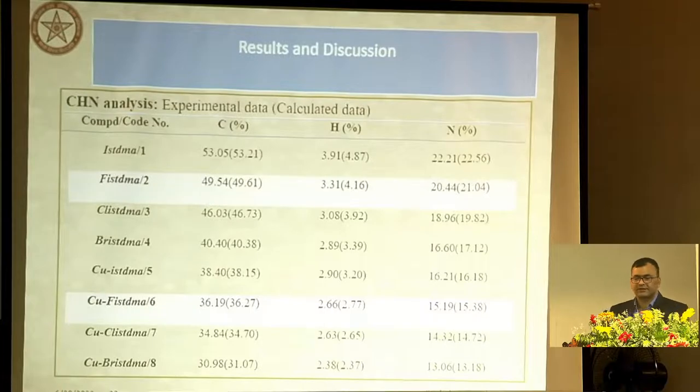Now this is the result and characterization section. In this case, CHN analysis of all the compounds is in agreement with their theoretical values, and mainly I am focusing on two compounds, compound 2 and compound 6, where we can also find that both the values are the same.